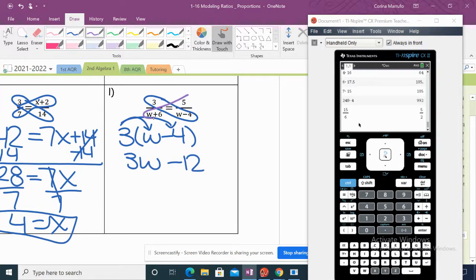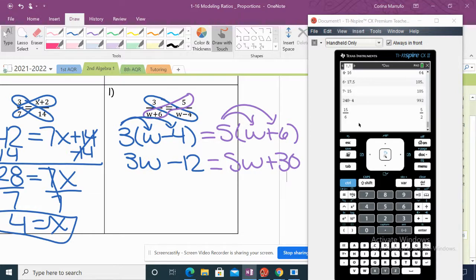Then when you cross multiply these two, you have to multiply the 5 not just times the w, you also have to multiply times the 6. So I saw some of you guys do a little bit of both. You forgot to multiply times both of them. So that gives us 5w plus 30.